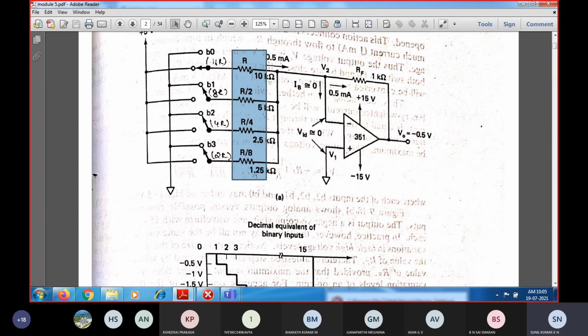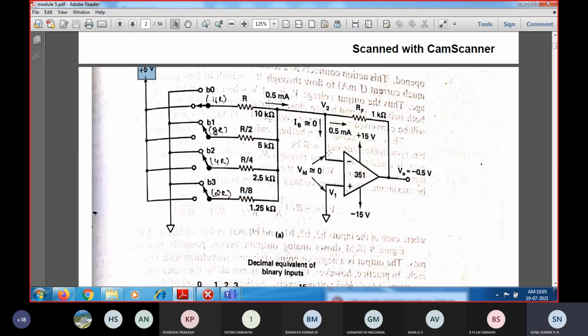The resistors are for the bits B0, B1, B2, B3. We have taken a 4-bit binary weighted resistor DAC. For the B0 bit, we have connected the resistance R. For the B1 bit, we have scaled the resistor to R divided by 2 to the power 1, for the B2 bit, R divided by 2 squared, and for B3, R divided by 2 cubed. Like that we have scaled down the resistance value, and we have connected the reference voltage for this 4-bit digital to analog converter.